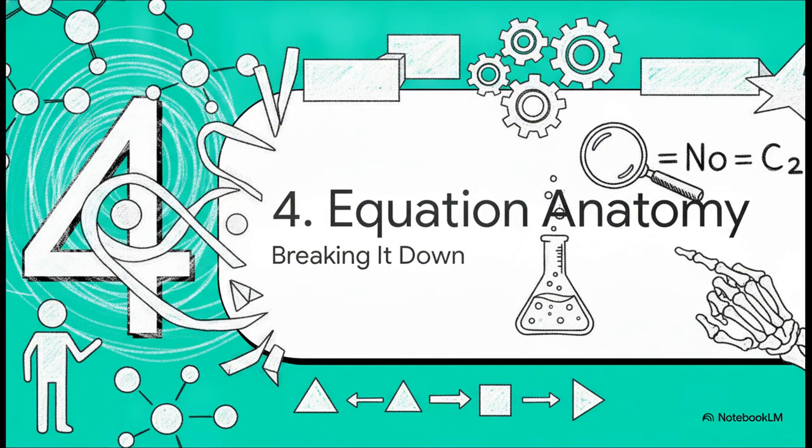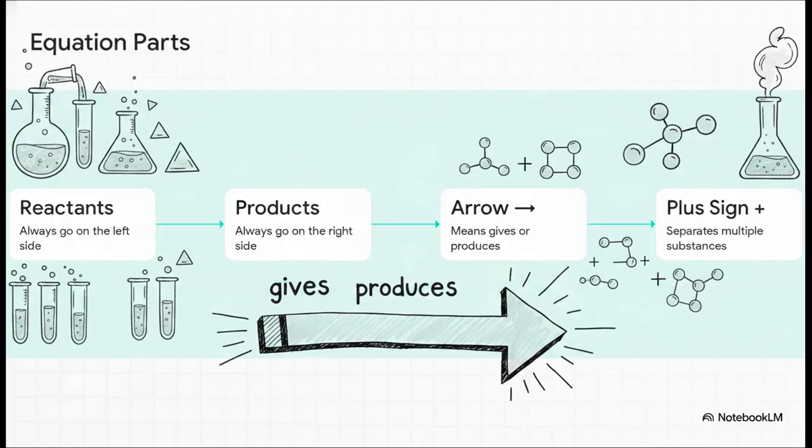Now let's break this down a bit more in Section 4, anatomy of the equation. So now that we have our newly formed skeletal equation, we need to break down its specific anatomy so you know exactly how to read it piece by piece, just like a pro chemist does. Let's walk through the structure. Step 1, the reactants. These are your starting materials, and just like with the word equation, they always go on the left side. Step 2, the products. This is what you create, and they strictly belong on the right side.